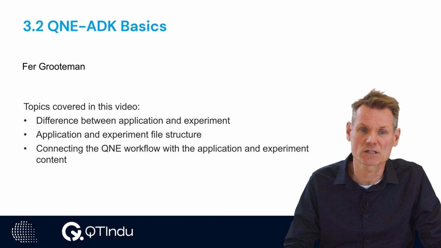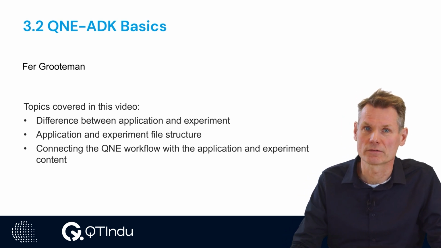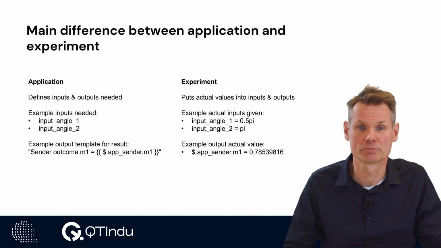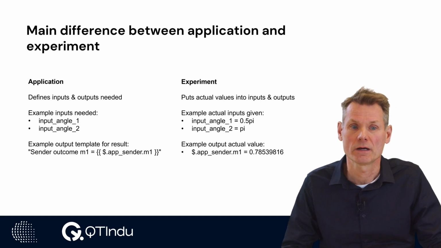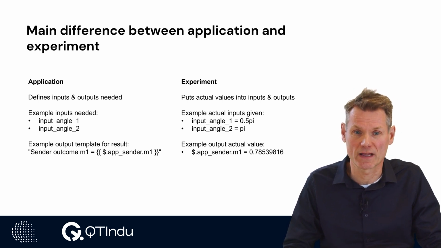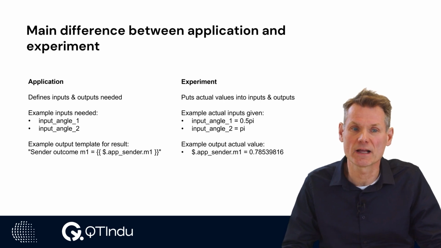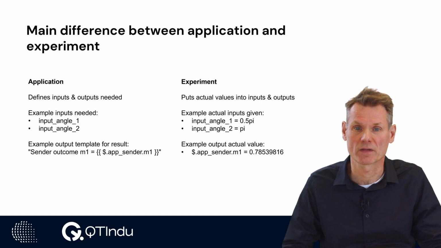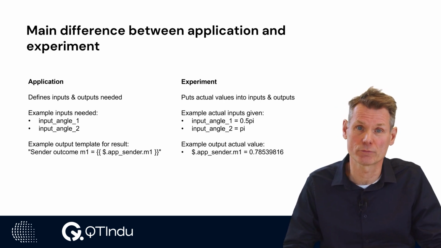First, let's discuss what the difference is between an application and an experiment. An application defines the template for an experiment. An experiment is a runnable instance of the application. An experiment roughly consists of the application itself and the values for the inputs needed for the application. These are the application input parameters and the definition of the network configuration parameters of the chosen network.